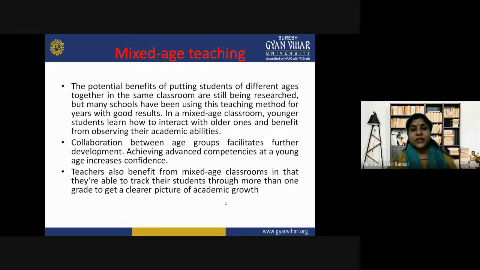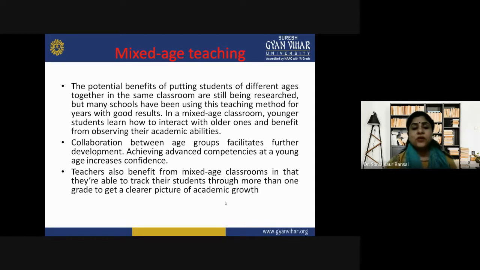And the elders are also cooperating with younger ones to make them understand. So this is creating a beautiful environment in the classroom, and it is also creating collaboration between age groups, which facilitates further development. So achieving advanced competencies at a young age increases confidence. When a child is guiding another child to learn well, it is surely increasing their confidence. If you are teaching your learned concept to your classmate or the junior one, definitely you can feel the difference in your confidence level.